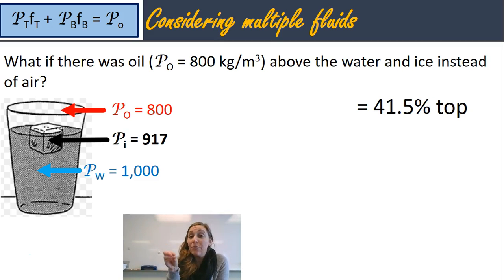So if you have a denser fluid than air, how much of it is there? And you'll notice it's bigger percent on top because a denser fluid has a larger buoyant force. So oil is able to push up on the ice more than air is. But I want you to do the math and make sure you get that answer.